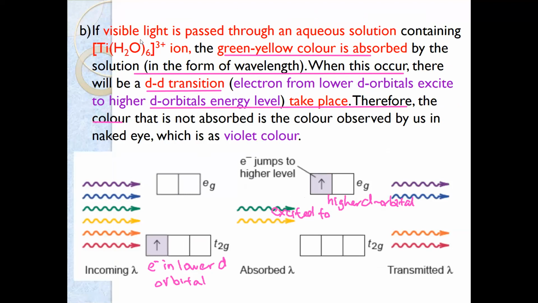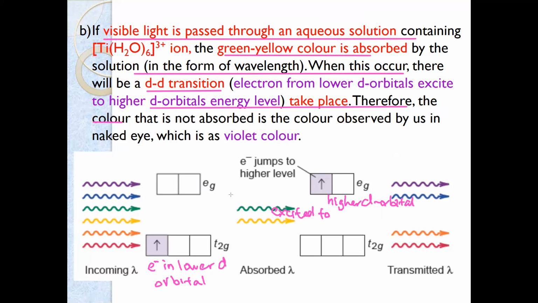Then as a result, when white light is passed through the aqueous solution, some of the color is absorbed. In this case it's green-yellow color, but you don't need to specify what color is absorbed. You just say some of the color is absorbed. So when this color or wavelength is absorbed, there will be a d-d transition. The color that is not absorbed is the color that is observed by us with our naked eyes.